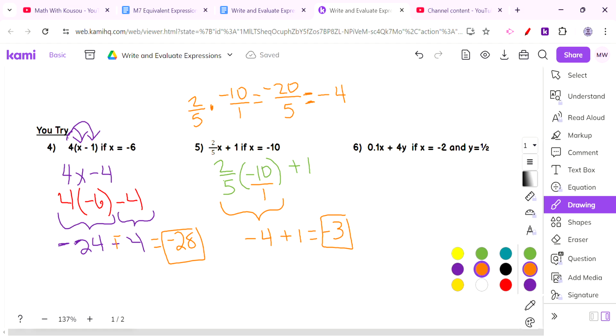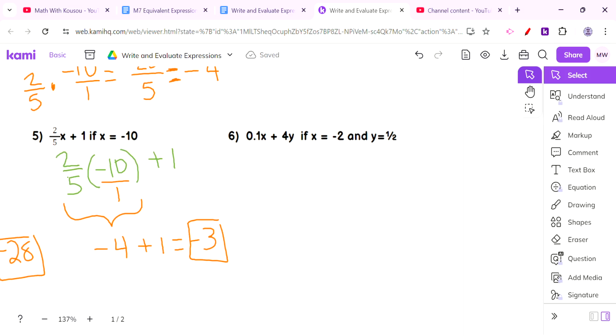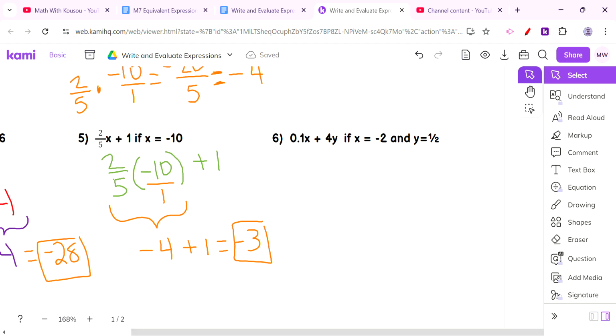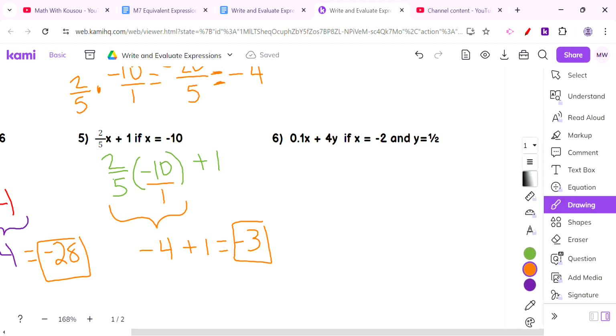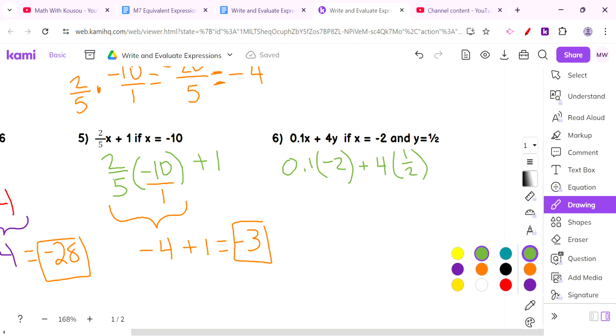All right, and then for the last problem, I am going to go straight to plugging in x and y because this, again, is already simplified. So I have here 0.1. I'm going to make sure I use my parentheses. So 0.1 times -2 plus 4 times y, which is 1/2. All right, so 0.1 times -2 gets me -0.2. Okay, and then 4 times 1/2, or half of 4, is 2. Okay, and now we subtract.